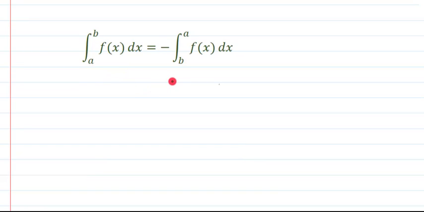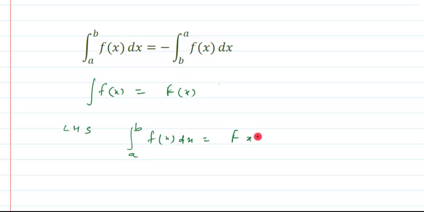There is the second property. It is very obvious that if the limit is from a to b of a given function, and we interchange the limits, then a minus sign will appear in front of the result. How is this? You can prove it very easily as we have done. Let the integration of f(x) be F(x). Then using the LHS, the integral from a to b of f(x) dx can be written as F(x) using the limits a to b. So the result, as you know very well, is F(b) minus F(a).